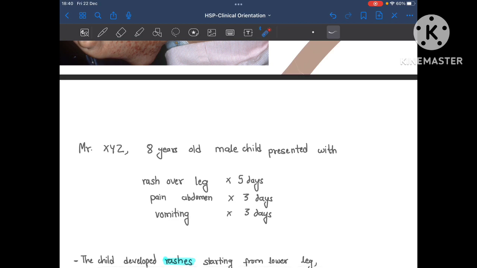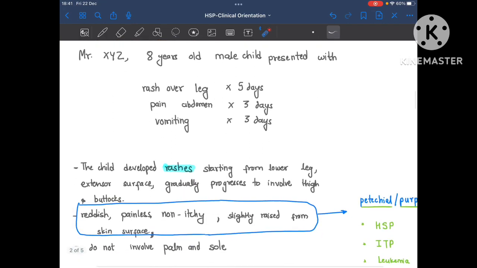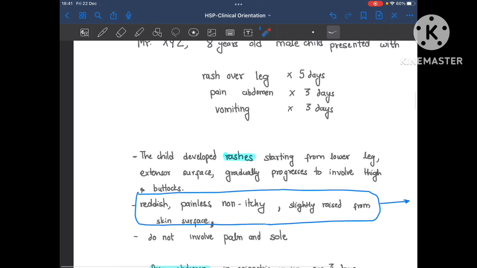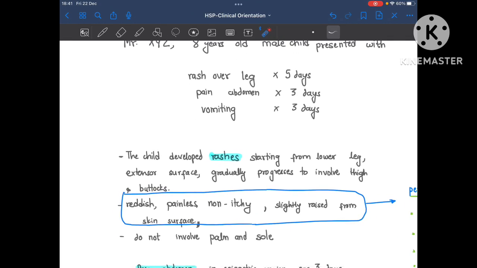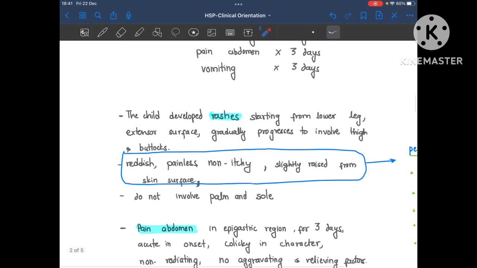8-year-old male child who presented with the rash over legs, that is lower limb, for 5 days, pain abdomen for 3 days, and vomiting for 3 days. The child developed rash. It starts from the lower leg on extensor surface, gradually progresses to involve the thigh and buttocks. The rash was reddish, painless, non-itchy, slightly raised from the skin surface, not associated with discharge or crusting, and does not involve the palm and sole.